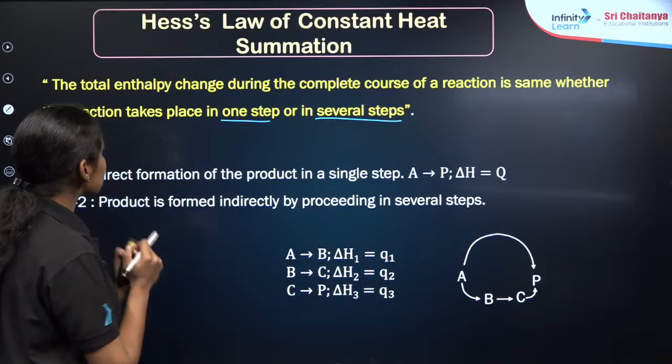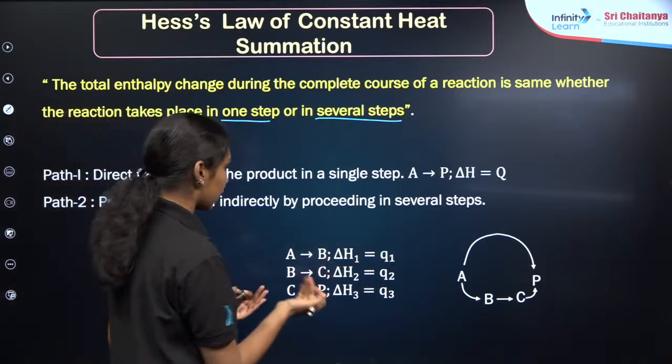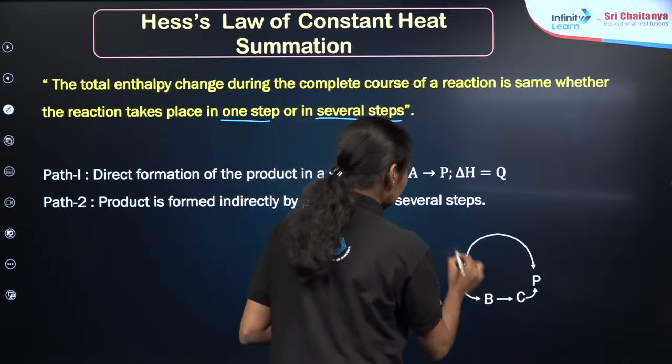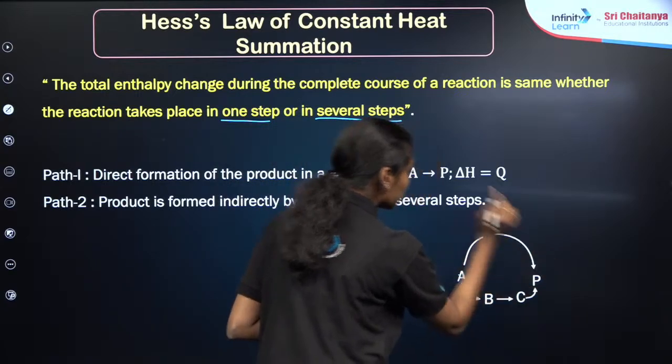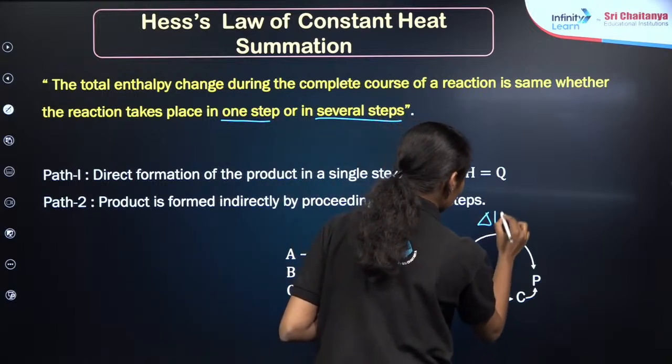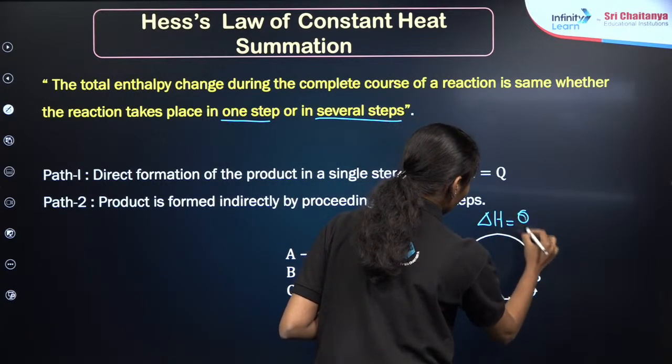Now we can define Hess's law of heat summation by using examples. For example, if I am taking a reaction, I can say that A can be converted into product in a single step. This will be the first step. So I am taking the delta H value here. For example, it will be Q, right?